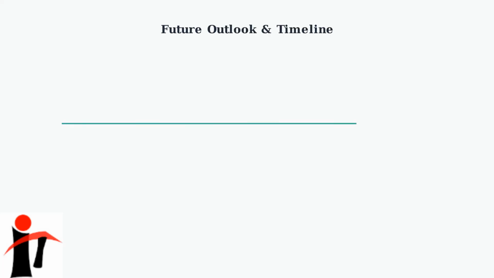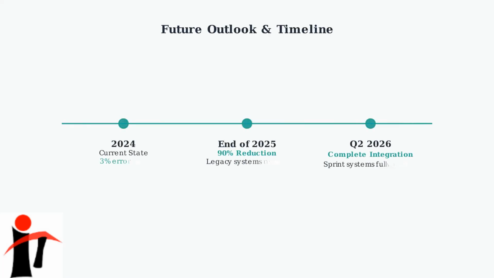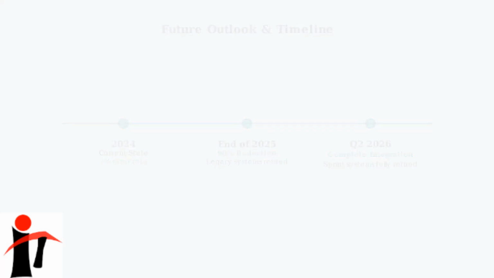T-Mobile has provided a clear timeline for resolving SOC errors. By the end of 2025, they expect a 90% reduction in SOC 213 errors as legacy Sprint systems are fully retired. Complete Sprint system decommissioning is anticipated by the second quarter of 2026, marking the end of legacy system conflicts and SOC-related errors. While T-Mobile works on these long-term solutions, there are important prevention strategies customers can implement right now.